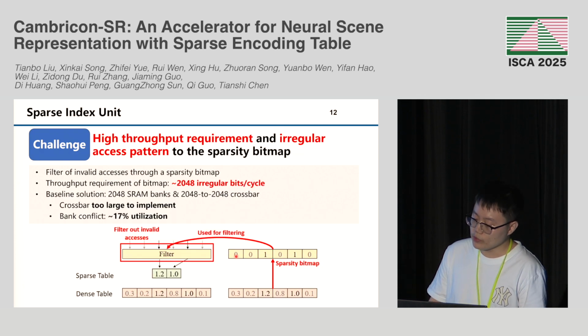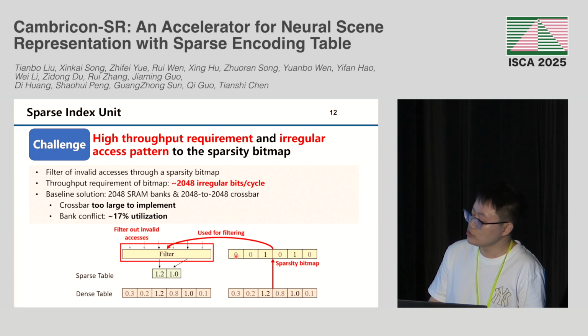Another issue is the filtering of invalid memory accesses. To filter out invalid accesses toward pruned entries, we use a bitmap that indicates the sparsity of each entry to determine the validity of the memory accesses. In order to fully utilize the throughput of the encoding table access, around 2,000 irregular bits are read from the bitmap in each cycle, which is challenging due to the high throughput requirement and the irregular access pattern.